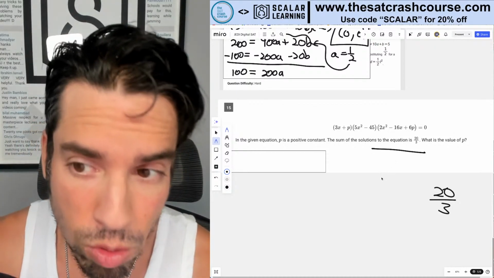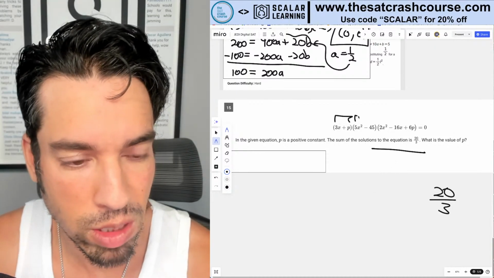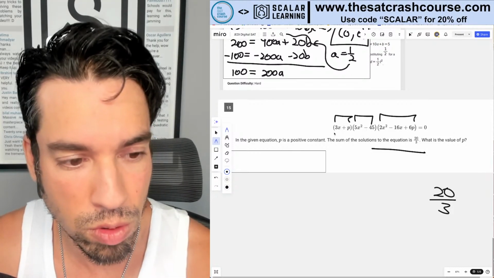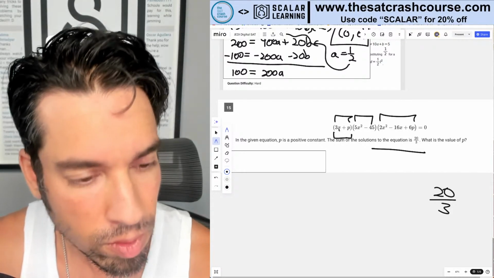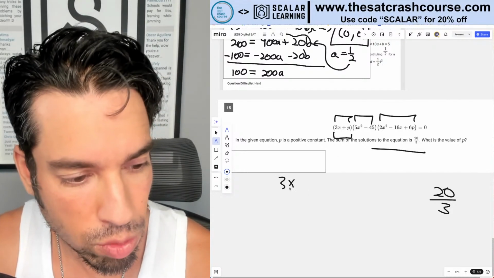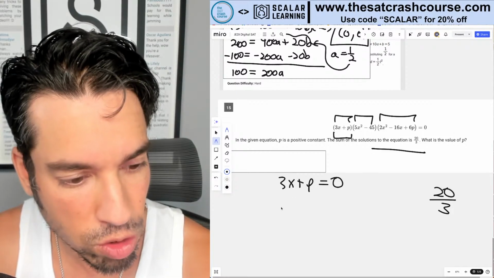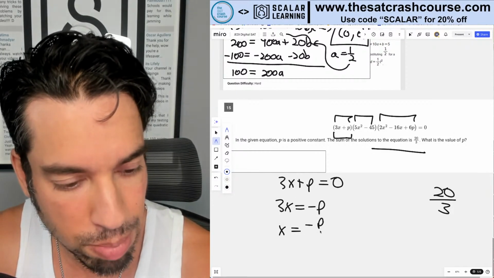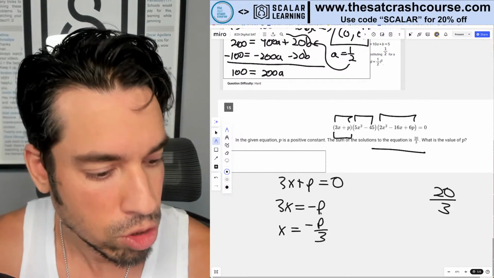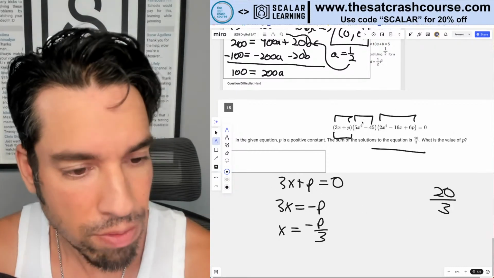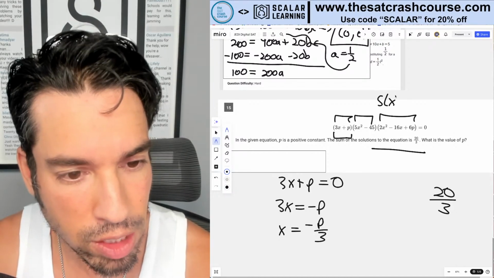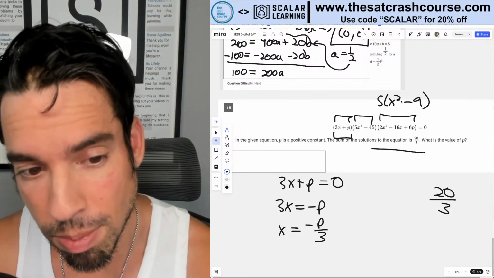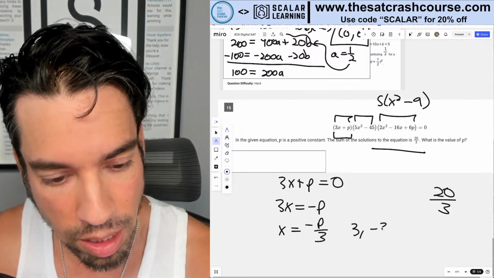So what we need to do is find all the solutions. Now, when it's in this nice factored form, we're just trying to figure out what every value is that gets us to 0. So here, we need 3x plus P to get to 0. We can solve for x. 3x equals negative P, x equals negative P over 3, okay? So that's my solution there. What about here? If I factor out a 5, it's x squared minus 9, right? I can factor this more and set it equal to 0. But we know that my two solutions are going to be 3 and negative 3.